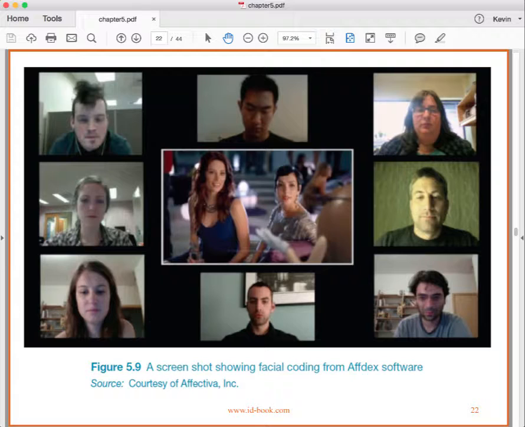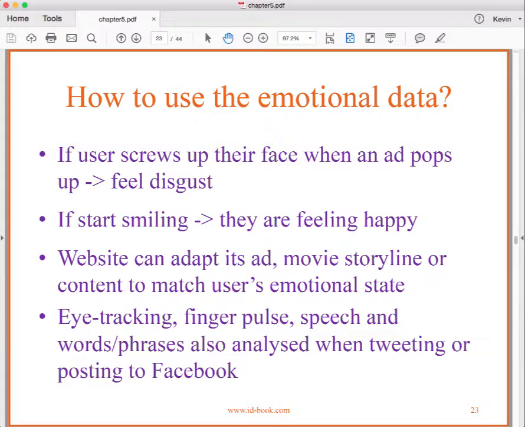And here are some webcam shots that give us the idea that maybe there's something to this. How would you use this emotional data? Well, if the user screws up their face when an ad pops up, they feel disgust. If they start smiling, then they're feeling happy. The website could adapt its ad, movie storyline, or content to match the perceived emotional state.